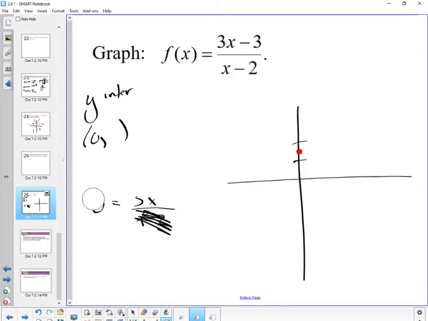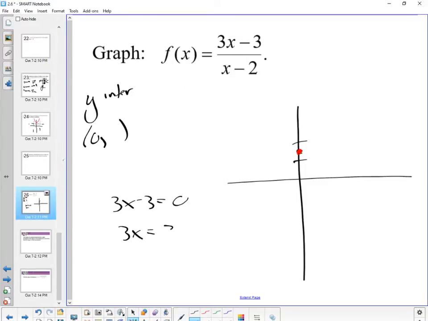So for x-intercepts, I'm going to worry about the numerator. I got 3x minus 3 is equal to 0. 3x is equal to 3. So it looks like I have an x-intercept over at 1. So I'm going to put that right here. Are we good? So we have our x-intercept.